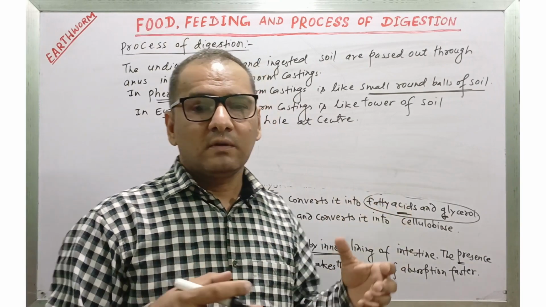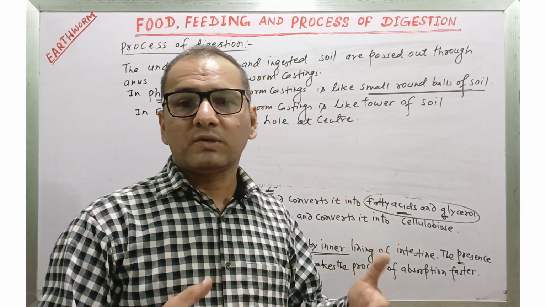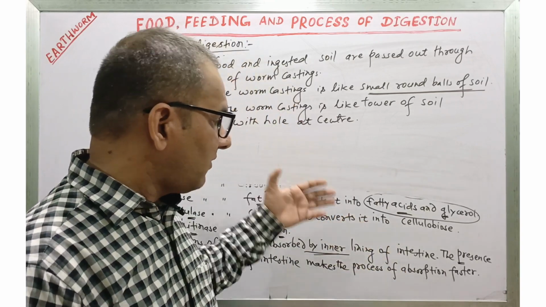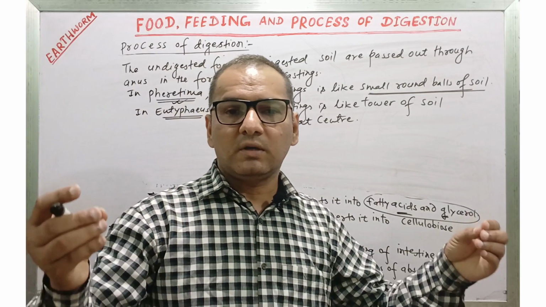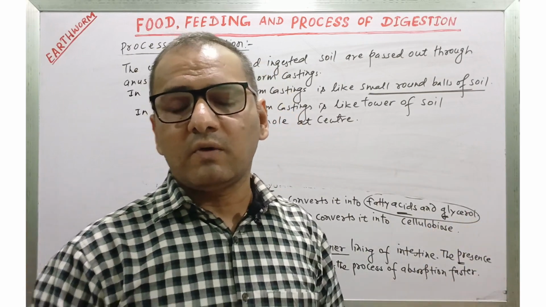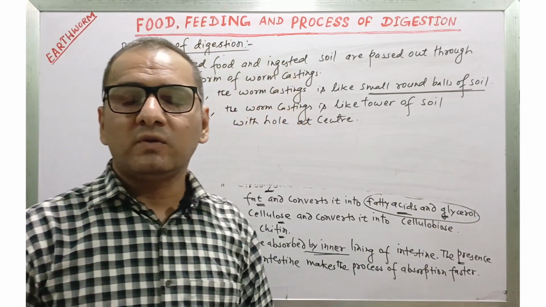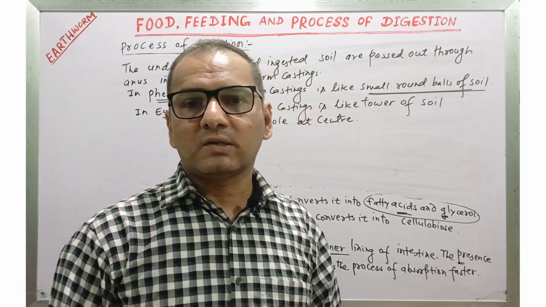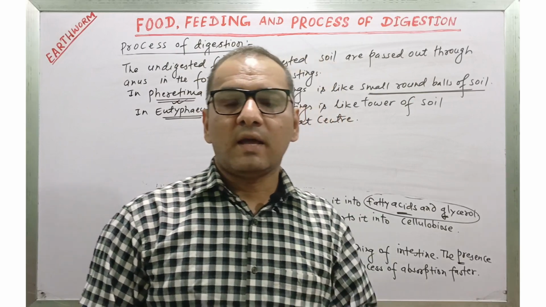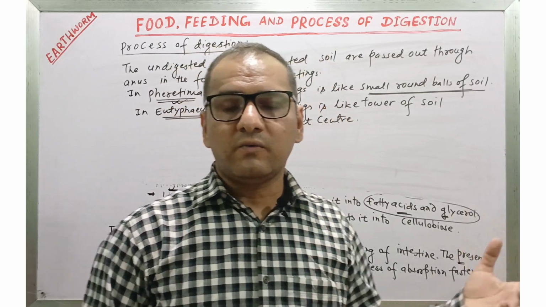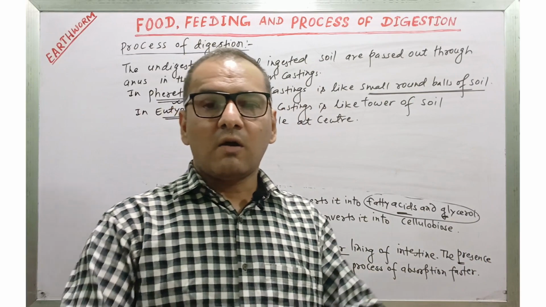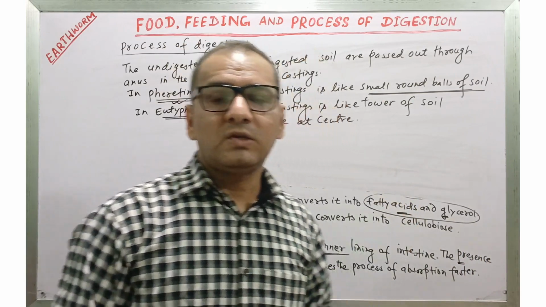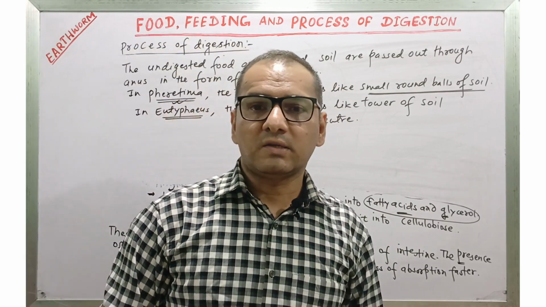The folds and the typhlosole make the process of absorption faster. The main thing is the typhlosole, which is present in most part of the intestine, and it makes the process of absorption faster. Finally, the undigested food and the ingested soil are passed outside through the anus in the form of worm casting, and the worm casting is like a small round ball of soil in case of Pheretima, while it is like a tower of soil with a hole at the center in case of Eutyphaeus. So this is about the process of digestion in earthworm.